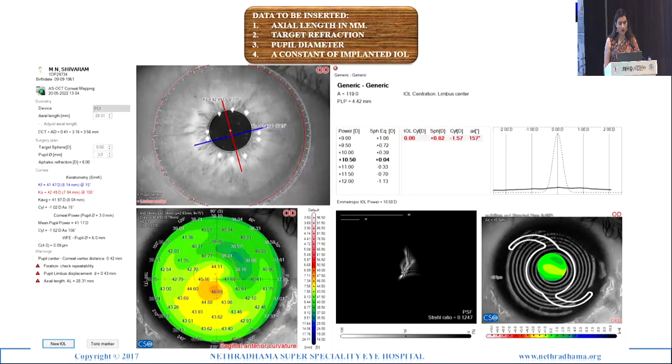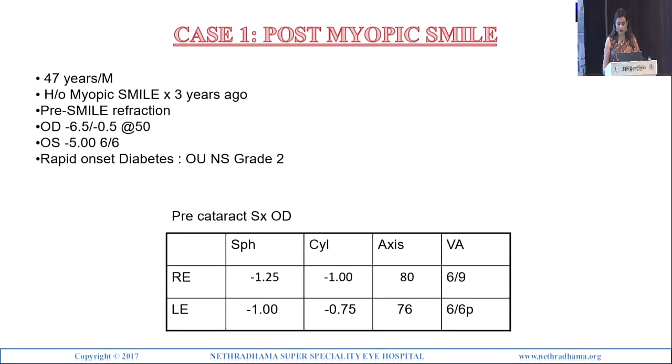So these are some results with the Barrett True-K formula. And now we also have ray tracing formulae which are available in certain advanced equipment such as MS39, wherein the keratometry is quite accurate because it's ray tracing, and you just need to enter the axial length values, and it will give you the power calculation. So just discussing one case briefly.